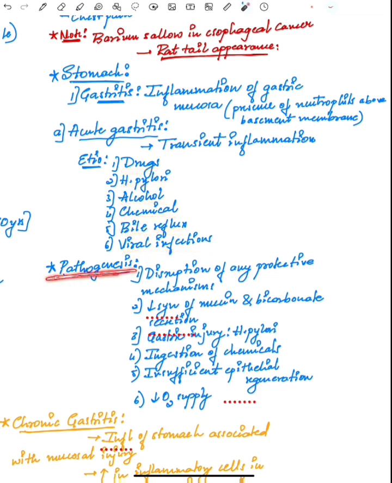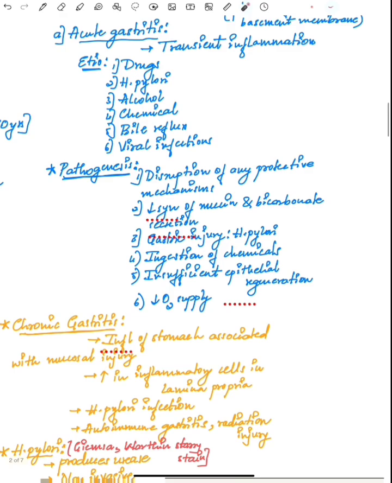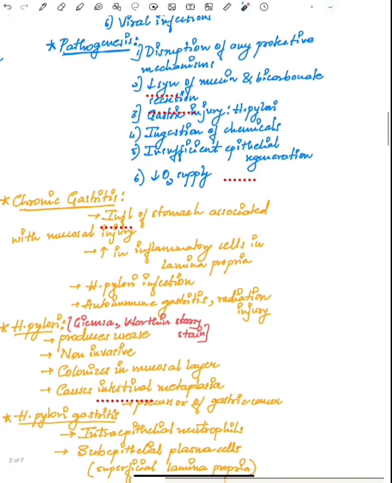Coming to the pathogenesis of this gastritis, it may be disruption of any protective mechanism or decrease in the synthesis of mucin and bicarbonate secretion. There may be gastric injury by H. pylori. There may be ingestion of any chemicals, insufficient epithelial regeneration, or maybe there will be a decrease in the O2 supply. As we have seen acute gastritis, now coming to chronic gastritis.